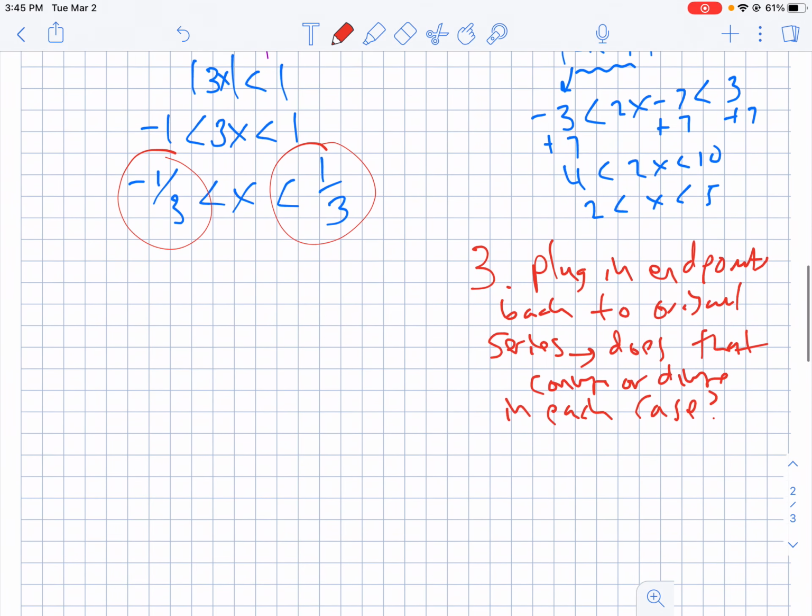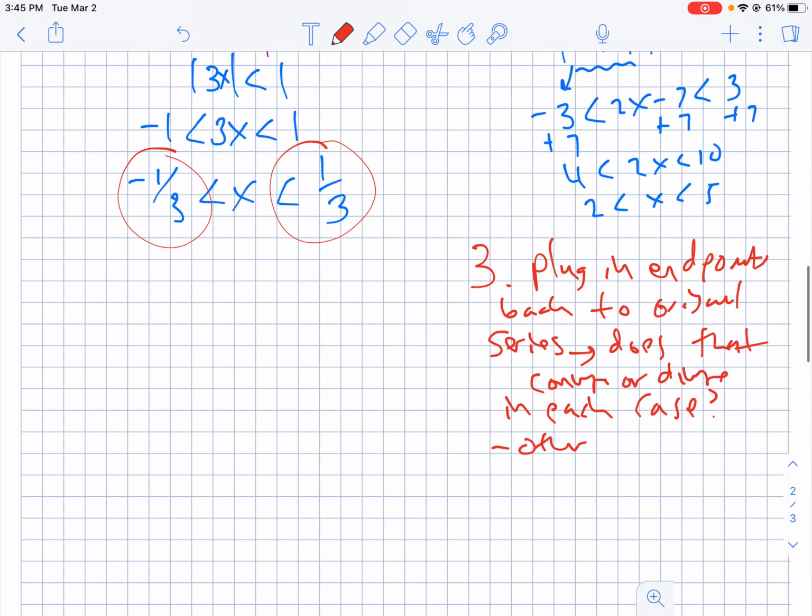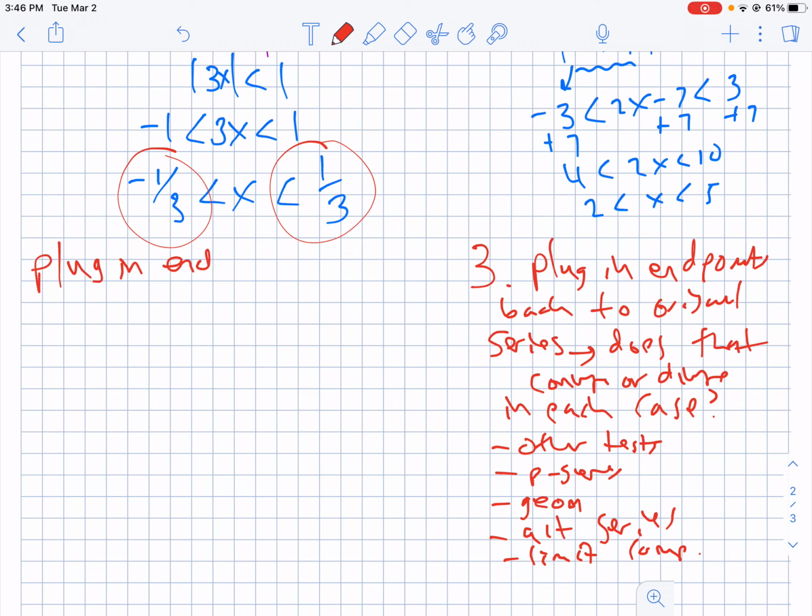And when you plug that in, you're going to need to use the other tests that we've been using all along. You might plug it in and find it's a p-series. You might plug it in and find it's a geometric. You might plug it in and find it's an alternating series. You might plug it in and have to do the limit comparison test. Who knows? Like anything could happen. But when you're doing this, you're saying, okay, now I'm going to plug in these endpoints to check for convergence. And this is something you want to be very explicit about when you're writing these up on the AP test and then on my test as well.